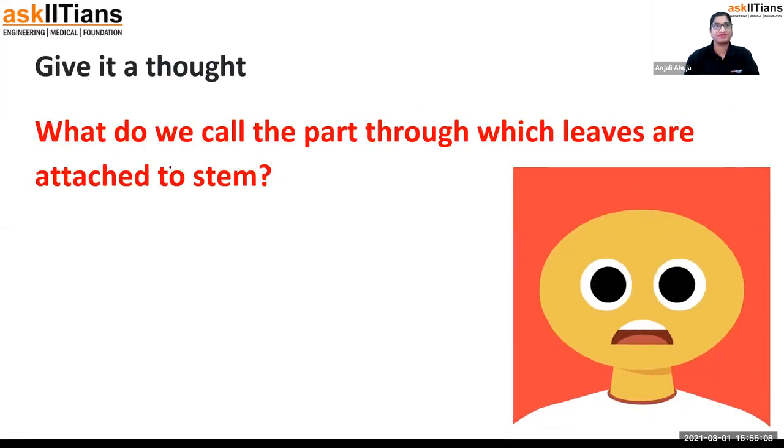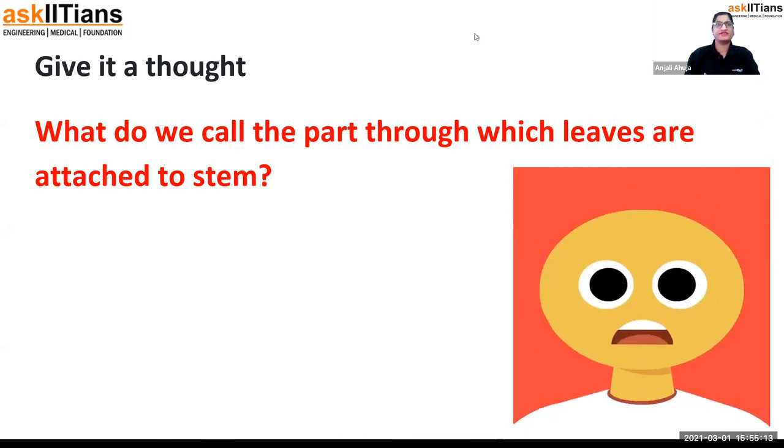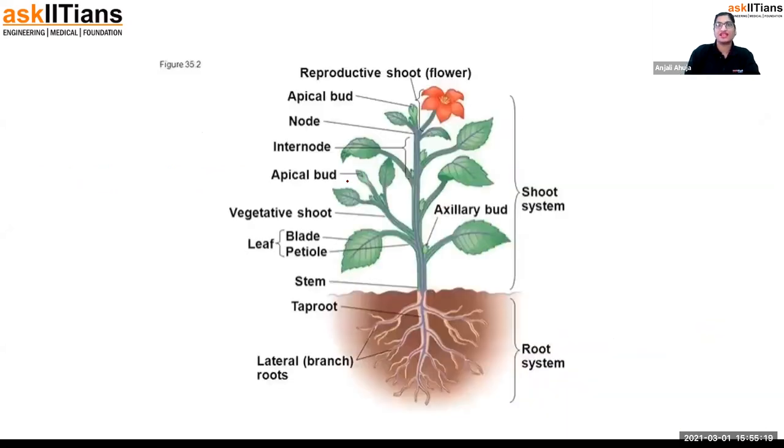I added a picture. Okay, let's see. What do we call the part through which leaves are attached to the stem? Think about it. Till then, it's a little revision, and I uploaded that picture in the next slide. It's just a revision because we learned about the different parts of the plant.